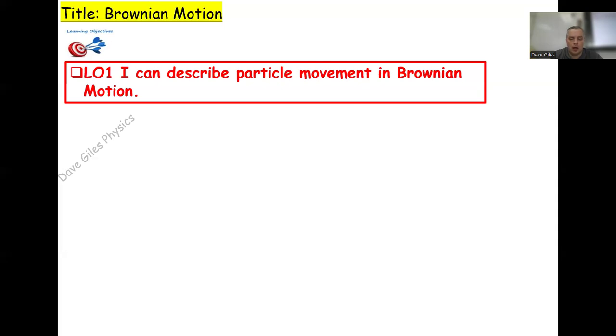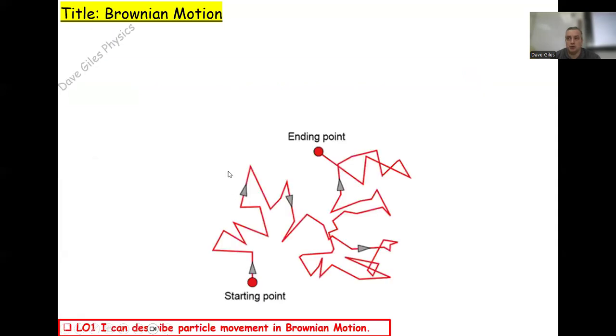Today, we are looking at Brownian motion. So our learning objective for this lesson is to describe the particle movement in Brownian motion. This will be a new topic to you, which you didn't cover at Key Stage 3.